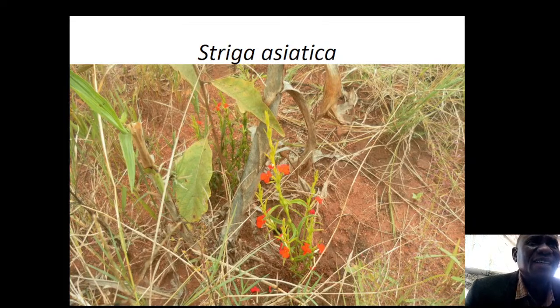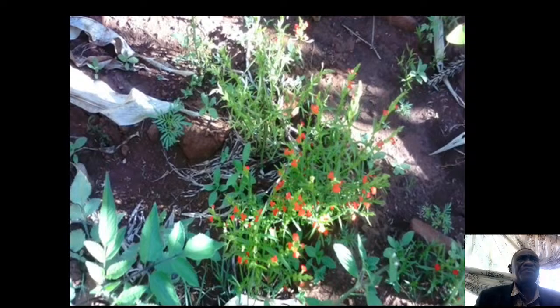What you are seeing here with red flowers is the Striga asiatica, probably parasitizing on some grasses. Again, Striga asiatica in a maize field. This is actually in Gokwe.